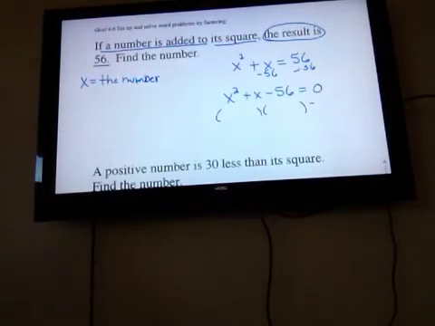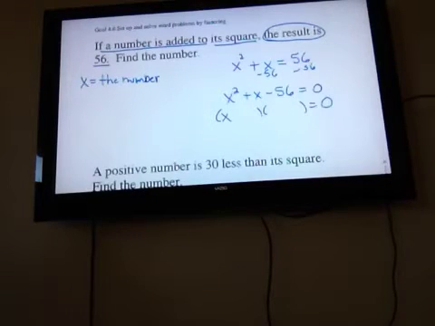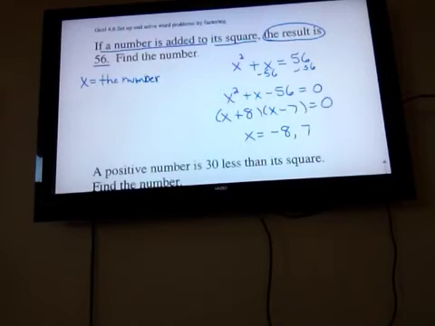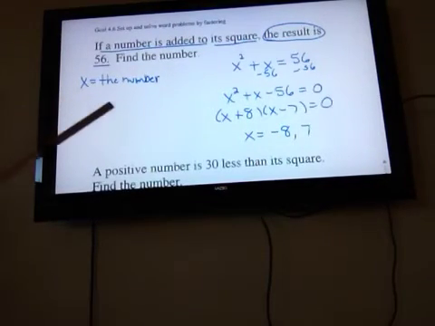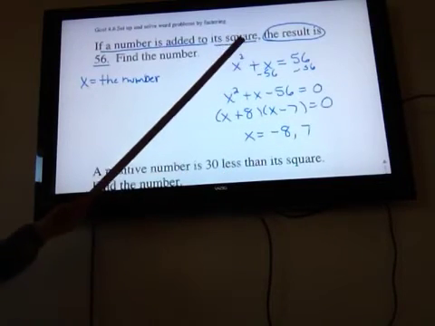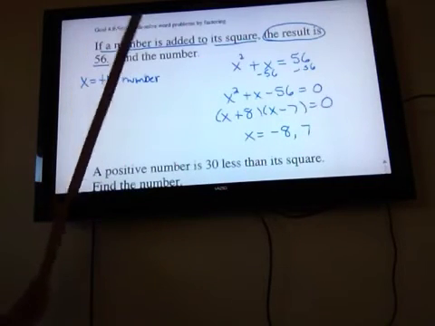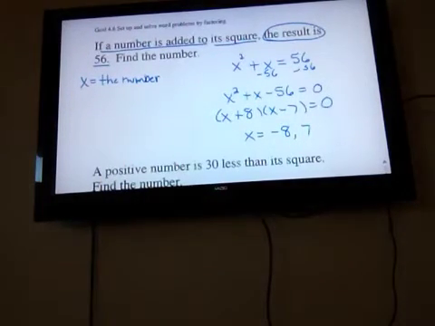Factor, no common factor to take out. Looks like plus 8 and minus 7. Which means that my possible solutions are negative 8 or positive 7. And if you double check those, if you add negative 8 to the square, 64, you'll get 56. And if you add 7 to 49, you'll get 56. Okay, question on that one.